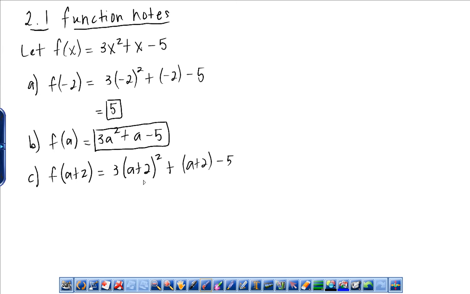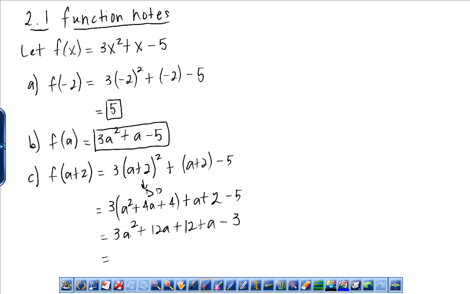Right here, you're going to have to double distribute. I would probably do this first. So that means this is going to be a squared plus 4a plus 4, plus a plus 2, and subtract 5. If you'd like to go ahead and combine those, you can. Now distribute your 3 in. Then go ahead and combine your last terms.